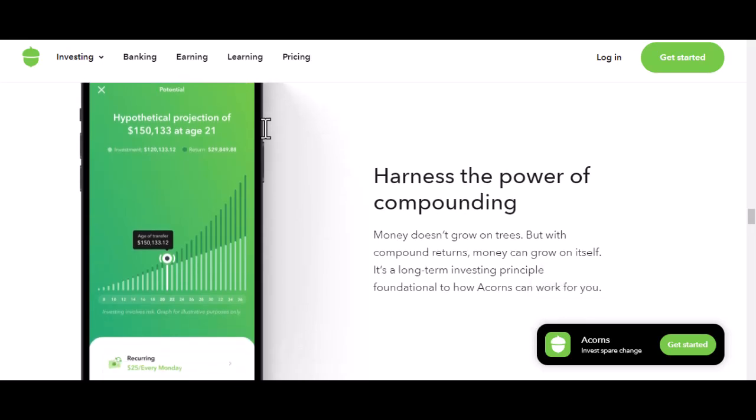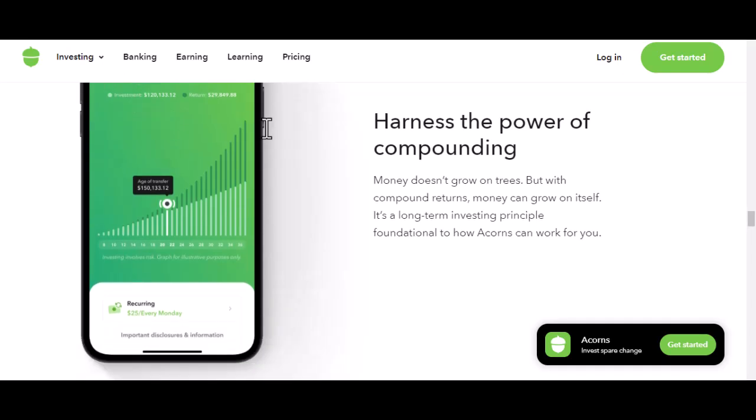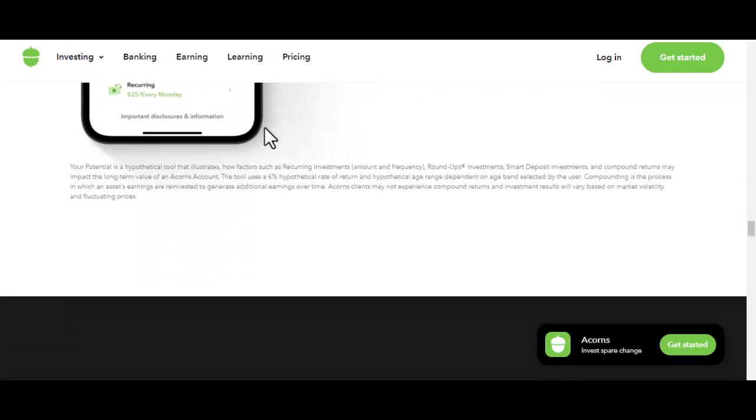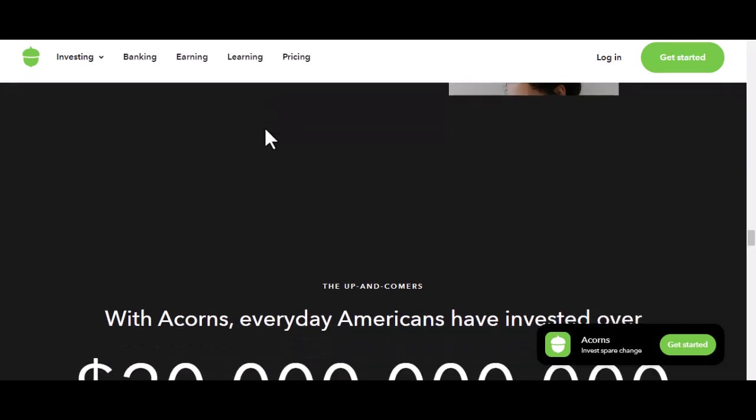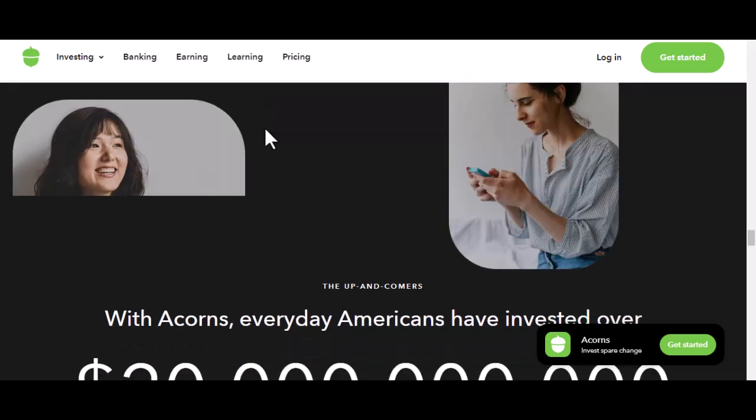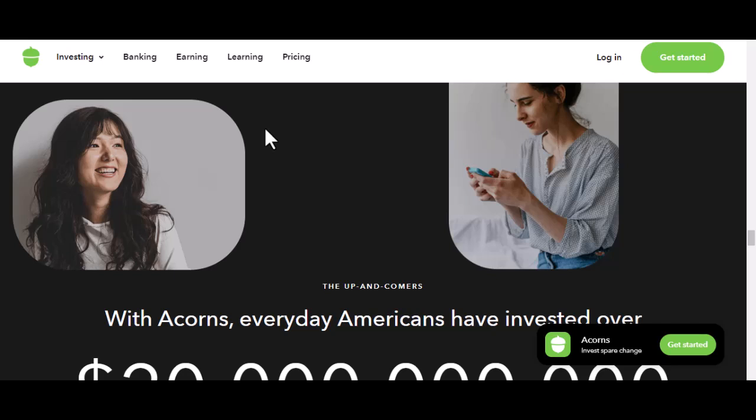Insufficient funds: make sure you have enough funds in your account for the verification process. App glitches: sometimes, the app itself might be having issues. Try logging out and back in, or restarting your phone.